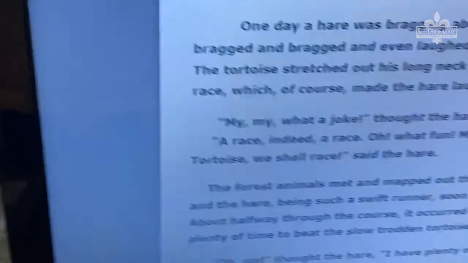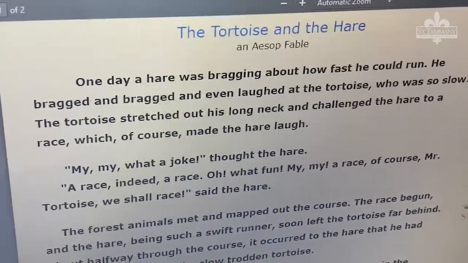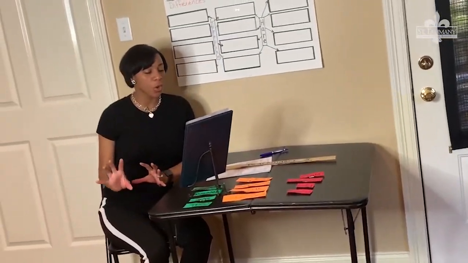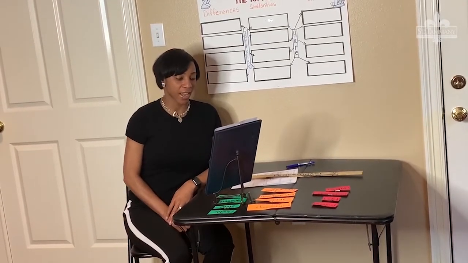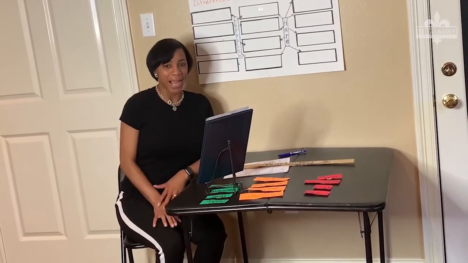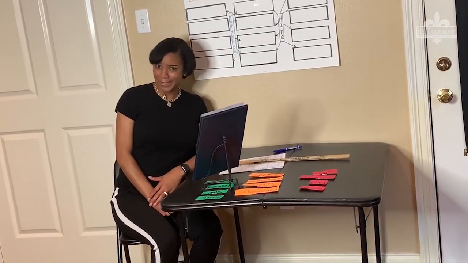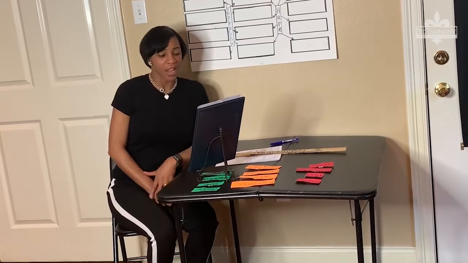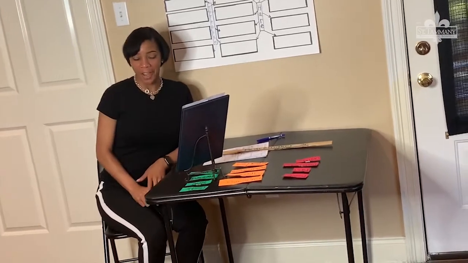The tortoise and the hare. One day, a hare was bragging about how fast he could run. He bragged and bragged and even laughed at the tortoise, who was so slow. The tortoise stretched out his long neck and challenged the hare to a race, which of course made the hare laugh. "My, my, what a joke," thought the hare. "A race, indeed? A race? Oh, what fun. My, my, a race, of course, Mr. Tortoise. We shall race," said the hare.